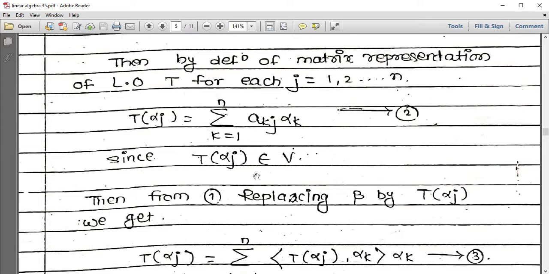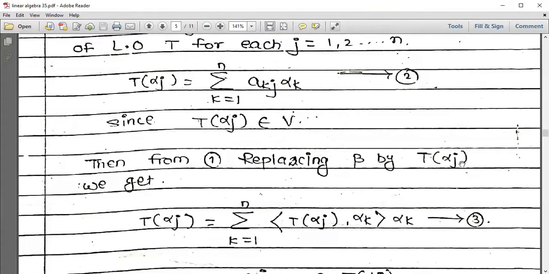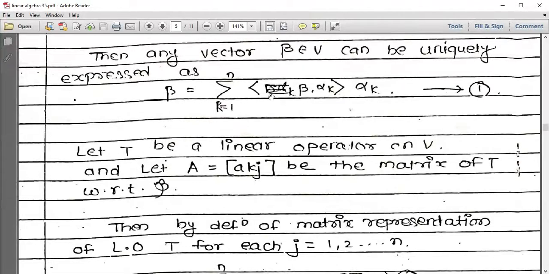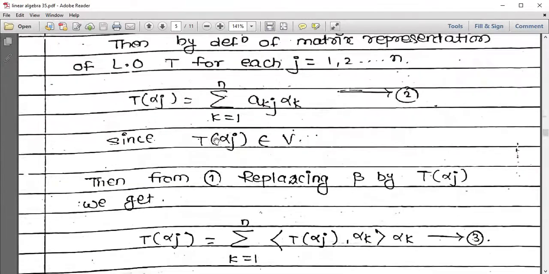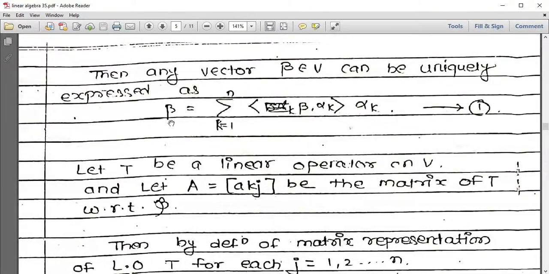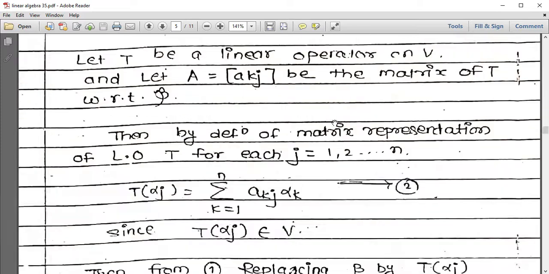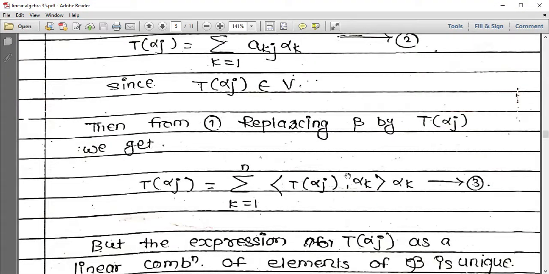Since T of alpha j belongs to V, then from 1, replacing beta by T of alpha j, we get T of alpha j is nothing but the summation k equal to 1 to n of the inner product of T of alpha j, alpha k into alpha k. Give it as equation number 2. Then from 1, replacing beta by T of alpha j here, in equation number 1, then equation 3 comes.